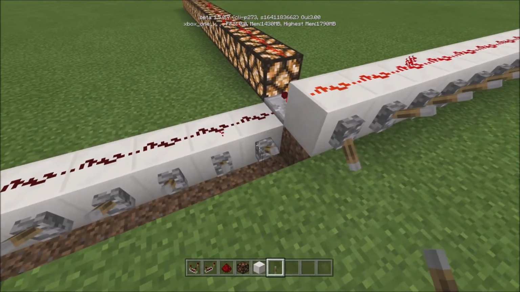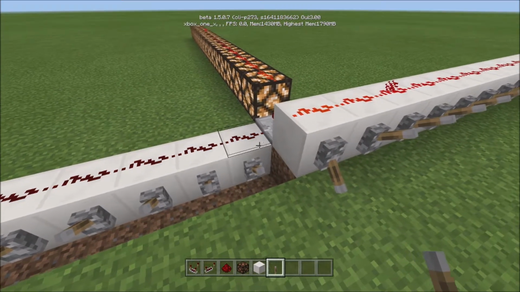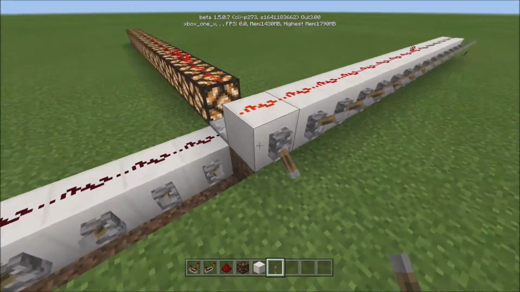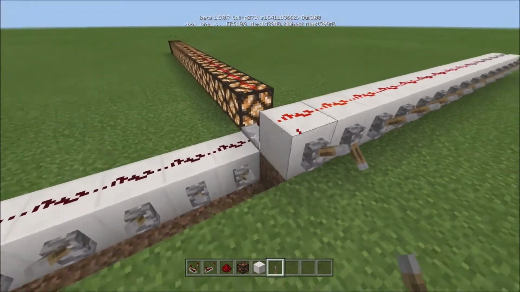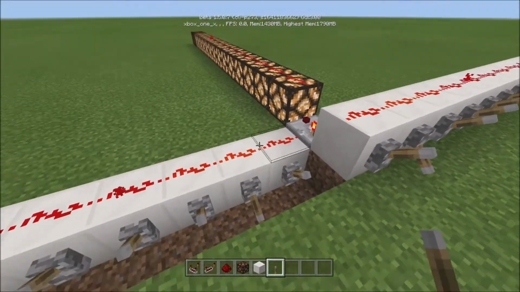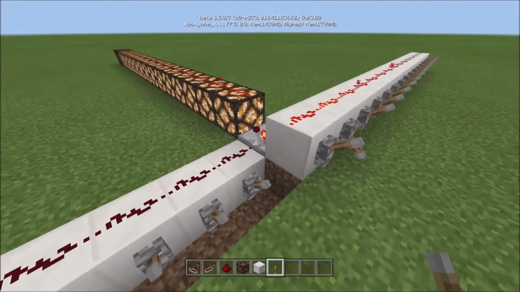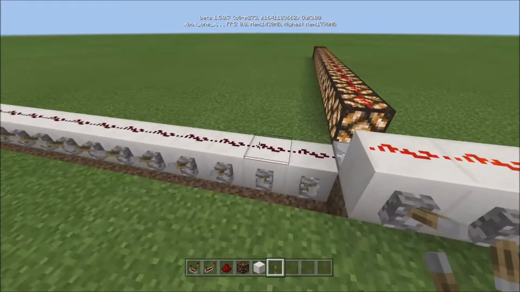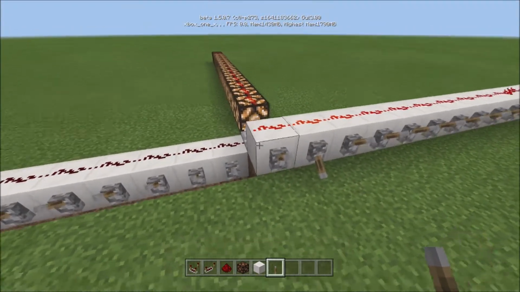Again, if it's greater than the signal behind it, it'll shut it off completely. If it's the same or less than, it'll keep it on. But that's in compare mode. Once you go into subtract mode, now it starts to do math, which everybody hates.